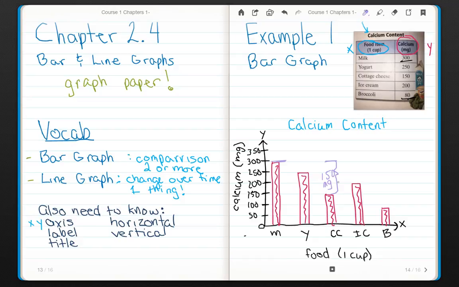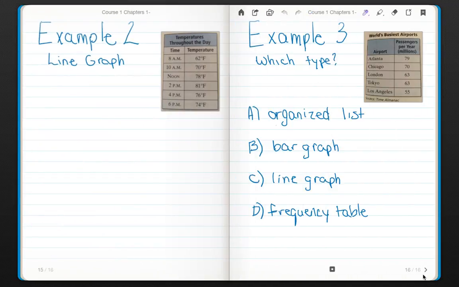So the amount of calcium in milk is twice as much as in cottage cheese, or 150 milligrams more than cottage cheese. All right, let's go talk about a line graph. So a line graph uses a series of small lines to show change in data over time.